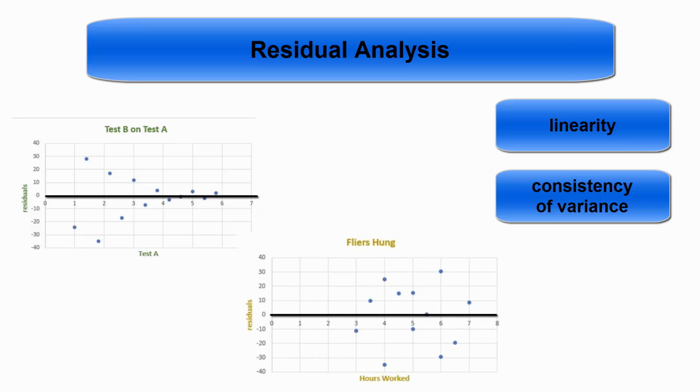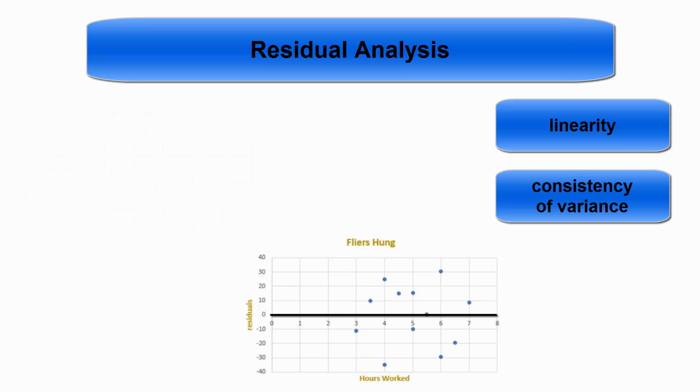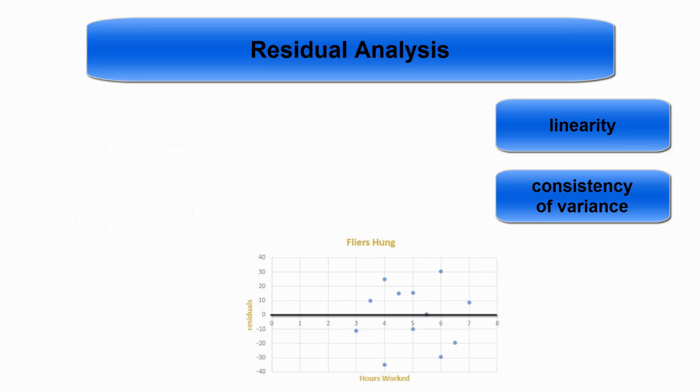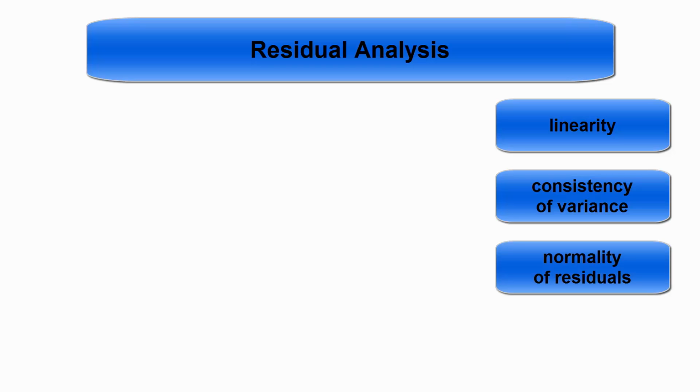We can see consistency of scatter in the flyer data, so its LSR line is trustworthy. But look at this residual plot. Inconsistent variance. A third component of residual analysis is to check for the normal distribution of the residuals. This one's kind of tricky.